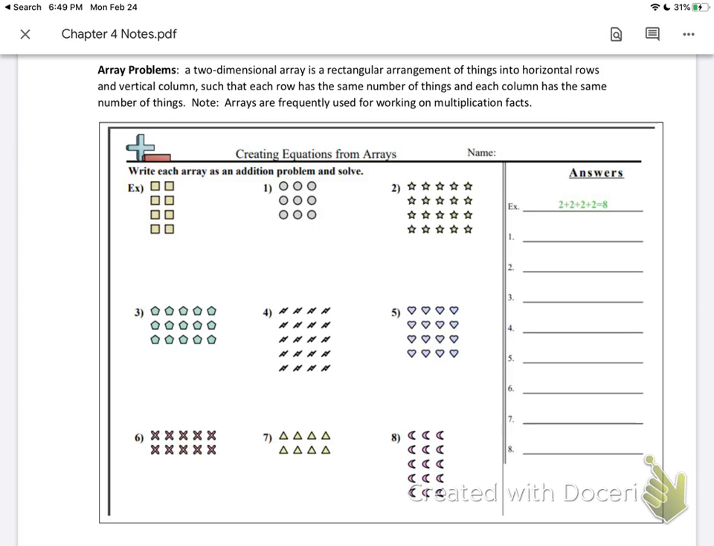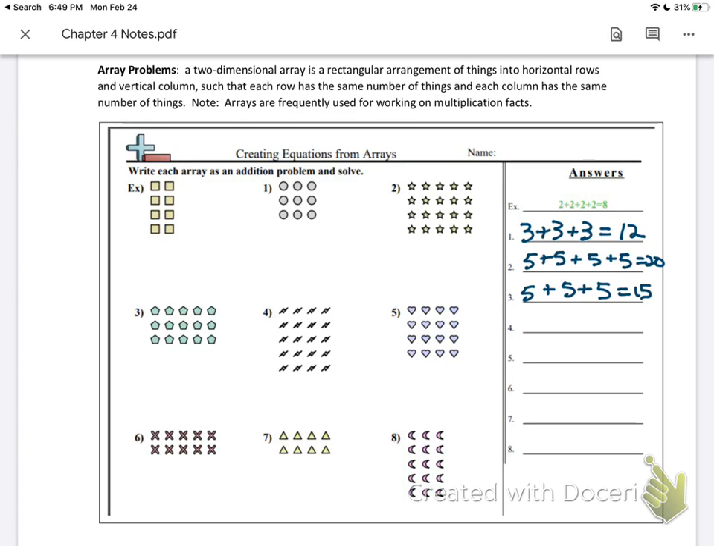I'm going to always add the horizontal lines. So for number 1, I would say 3 plus 3 plus 3, and that's going to give me 12. For number 2, I would say 1, 2, 3, 4, 5. So 5 plus 5 plus 5 plus 5, and that's going to give me 20. For number 3, 1, 2, 3, 4, 5, that's also 5 plus 5 plus 5, and that gives me 15.